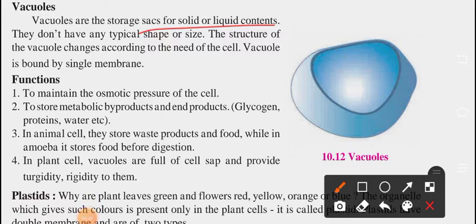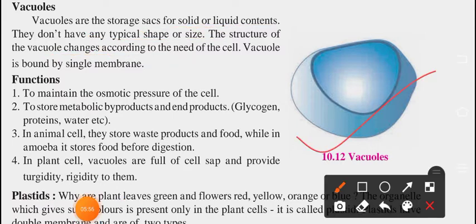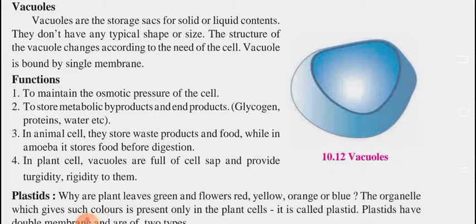They don't have any typical shape or size. The structure of a vacuole changes according to the need of the cell. A vacuole is bound by a single membrane. Here you can observe the figure for the vacuole. All the figures which are coming back to back, you all have to draw as part of homework.